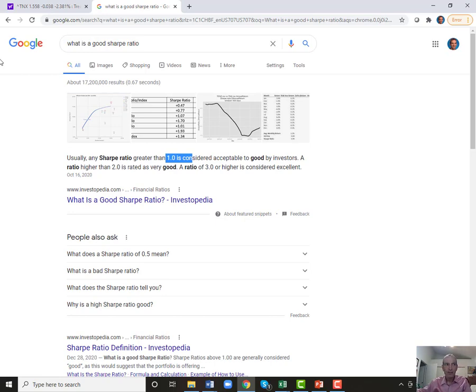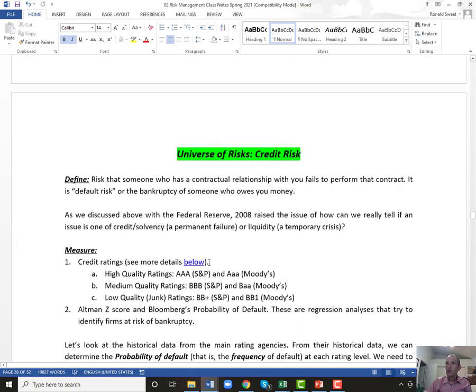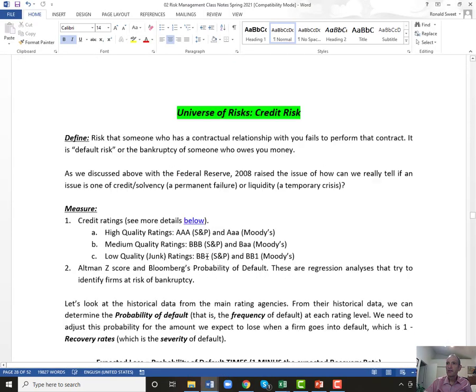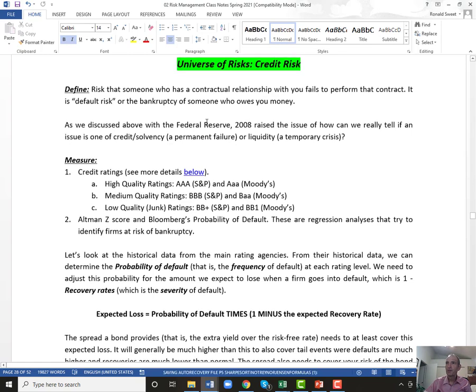So let's get back to the class notes, and let's get into some of these other risks. Somewhere around page 28 of the class notes, it might be 29 or whatever, but just look for credit risk. Let's get into credit risk.